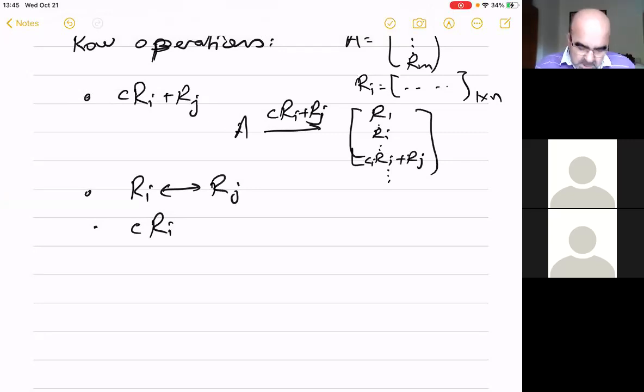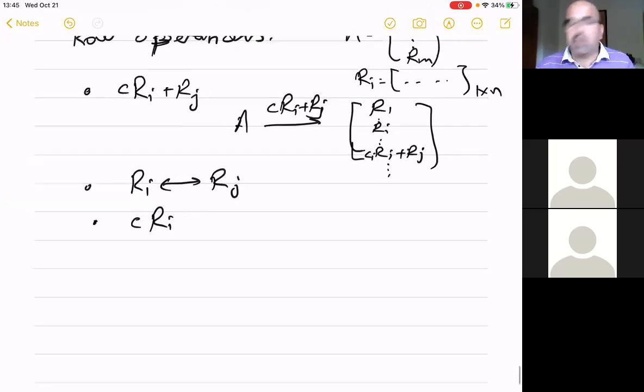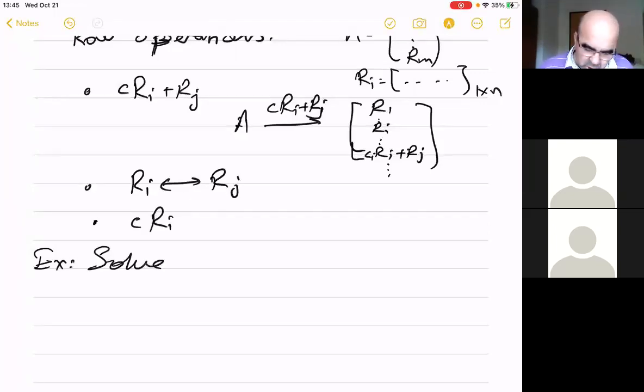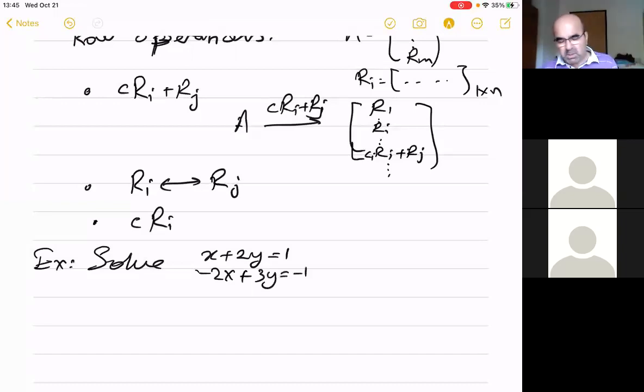Okay, let's see. Somebody asked me last time, why do we do these operations? Let me give an example. I prepared some example, and here's an example that we will see later. Let's try to solve this system of equations: x plus 2y is equal to 1, for example, and minus 2x plus 3y is equal to minus 1.